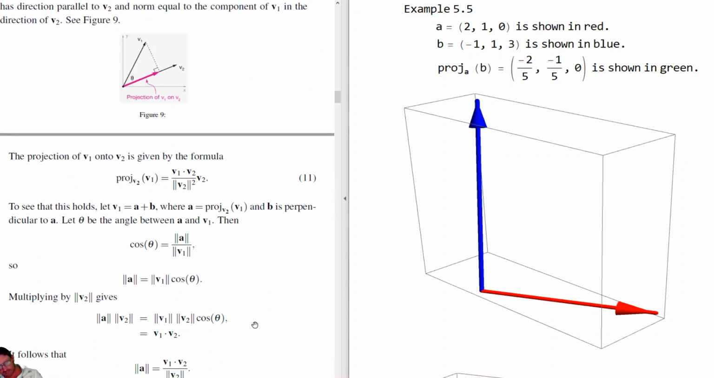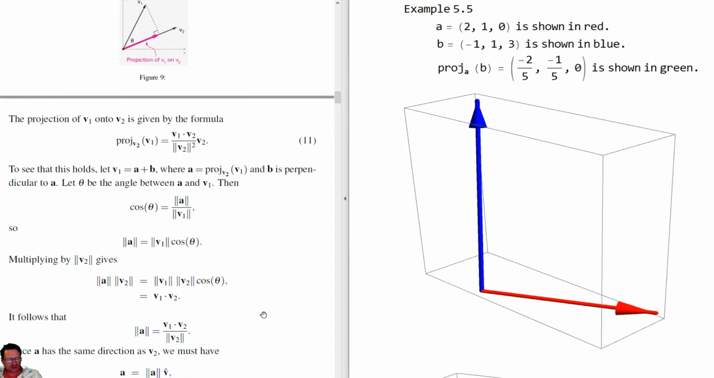So multiplying by the norm of v2 gives us the norm of a times the norm of v2 equal to the norm of v1 times the norm of v2 cos theta. Theta is the angle between them. But remember, the dot product formula for the angle between two vectors says that this is v1 dot v2. So we worked out the norm of a by rearranging this formula here, dividing both sides by the norm of v2, we have that the norm of a is equal to v1 dot v2 over the norm of v2.